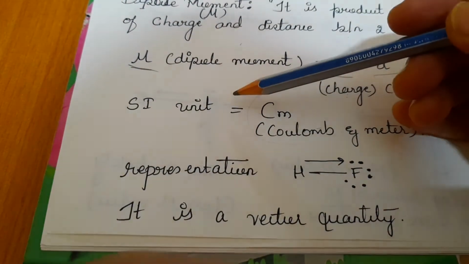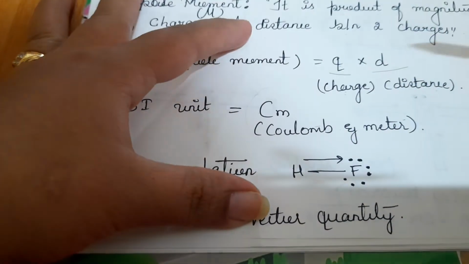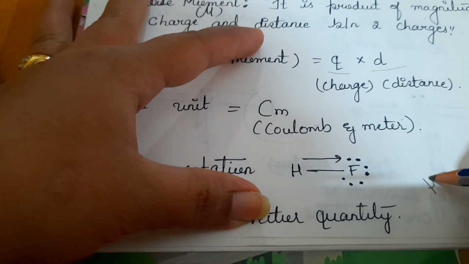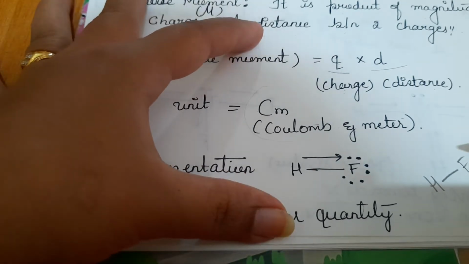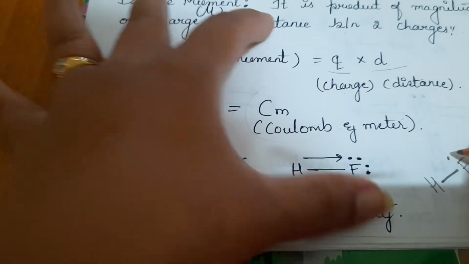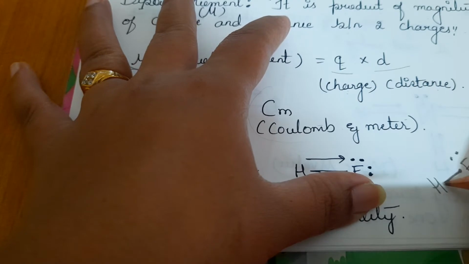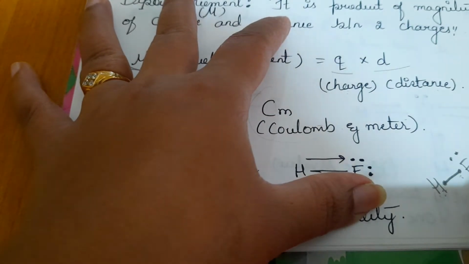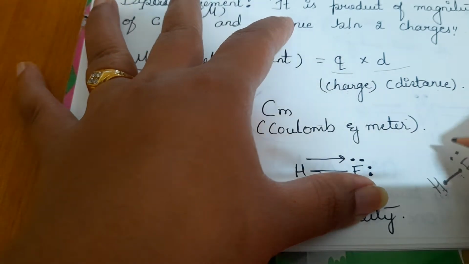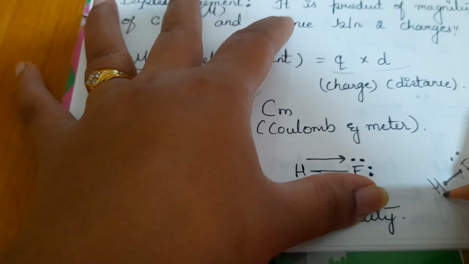Then how to represent the dipole moment in a given molecule? Say for example, this is hydrogen fluoride. Fluorine has 6 electrons and 1 electron is shared with the hydrogen atom. It has formed hydrogen fluoride. So if you want to represent the dipole moment, we can show this as slightly negative, and this as slightly positive.